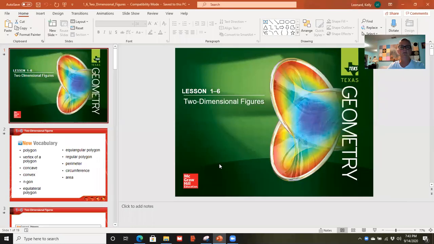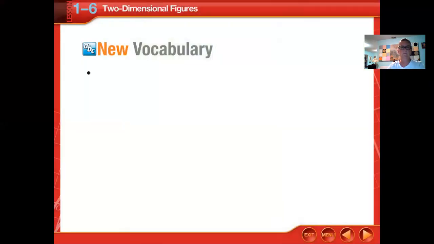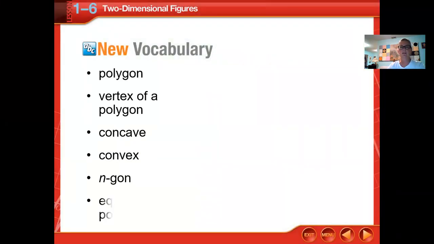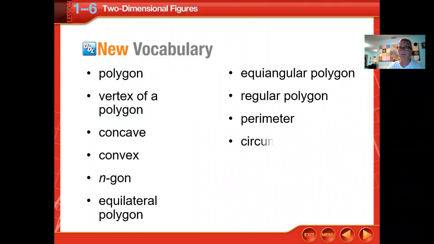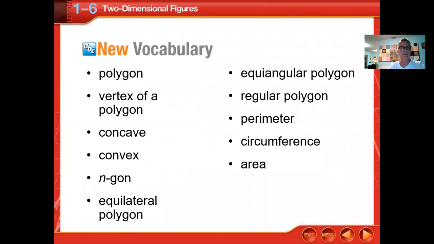This will be Chapter 1, Section 6, two-dimensional figures. According to the book, there's a bunch of new vocabulary, and I'm realizing you can pause this and look at it. You can see if there's some words that are familiar. You might be surprised at some of the definitions that I'll show you.